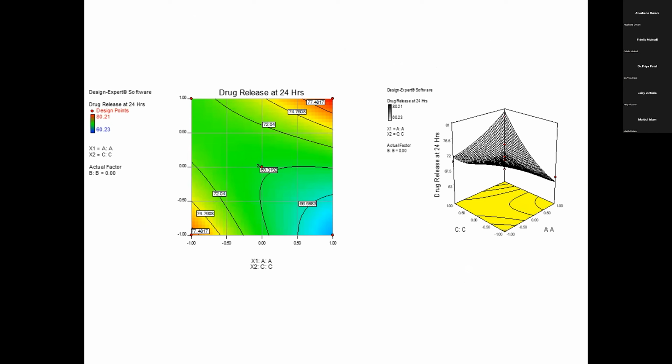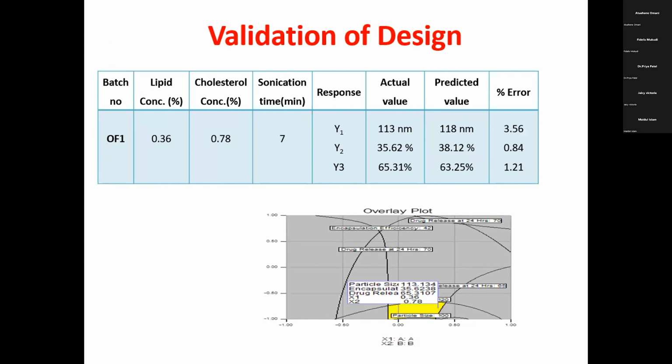These are a contour plot and a 3D response plot. Both plots are helpful to summarize the effect of the data. After that, we need to do the validation of the design we ran through the Design-Expert software. For that, we took one overlay plot, and through this overlay plot we came up with one optimized concentration, having a composition of 0.3% lipid, 0.7% cholesterol, as well as 7 minutes of sonication time.